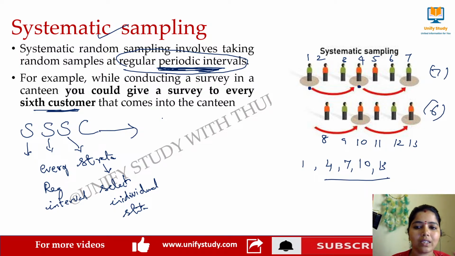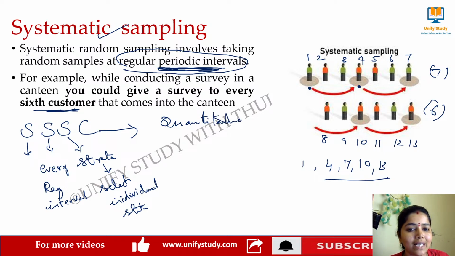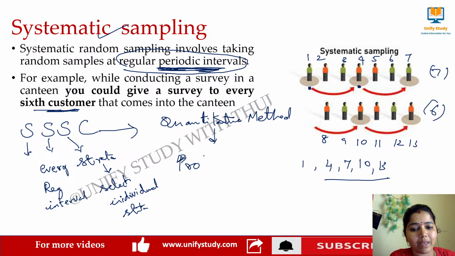Clear? So these are the four different types of probabilistic sampling methods, and they will be applied in the quantitative method of research. Whenever I follow the quantitative method of research, I use probabilistic sampling as the data collection method.